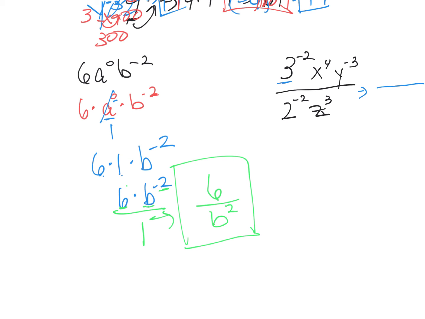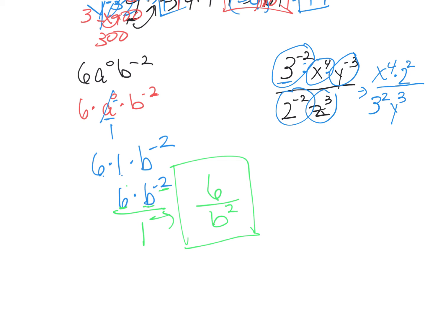We're going to look at our 3 to the power of negative 2. Again, if you want to put a little multiplication here. So this needs to move to the denominator. I'm going to look at x to the power of 4 stays where it's at because it's positive. Y to the power of negative 3 needs to move to the denominator because it's a negative. 2 to the power of negative 2 needs to move to the numerator because it can't stay there. And then z to the power of 3 needs to stay where it's at because it's a positive exponent.